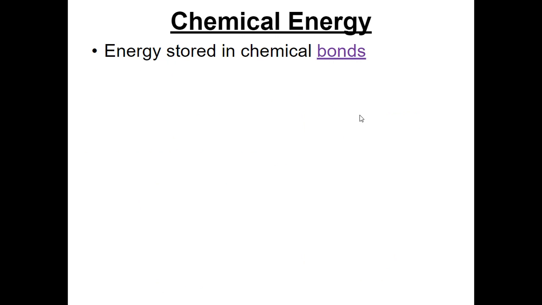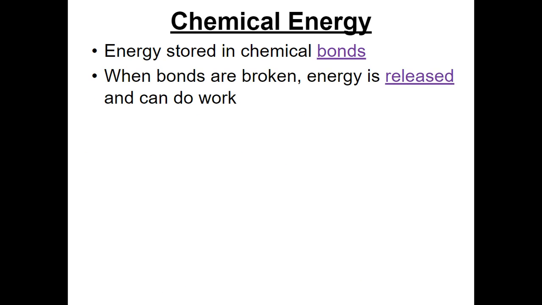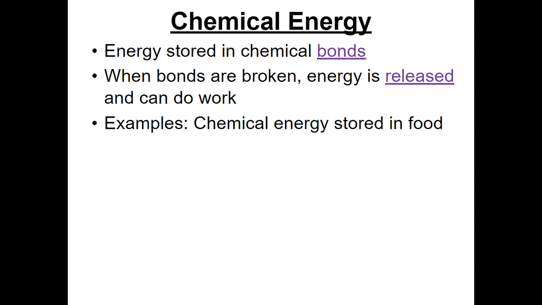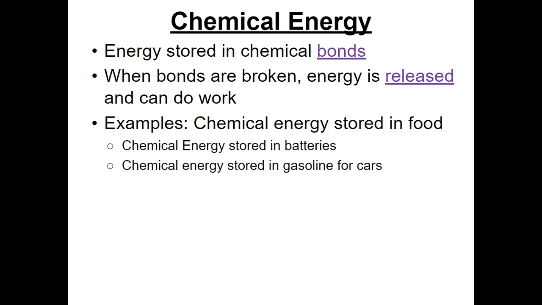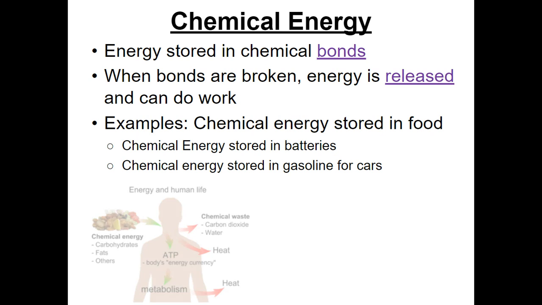Right, next we have chemical energy. Chemical energy is energy that's stored in chemical bonds. When these bonds are broken, the energy is released, and then it can do work. Examples of chemical energy include the energy stored in food, in batteries, and in gasoline for cars. So you eat food, your body breaks it down, and then you can use that energy in order to perform your daily activities and heat your body.